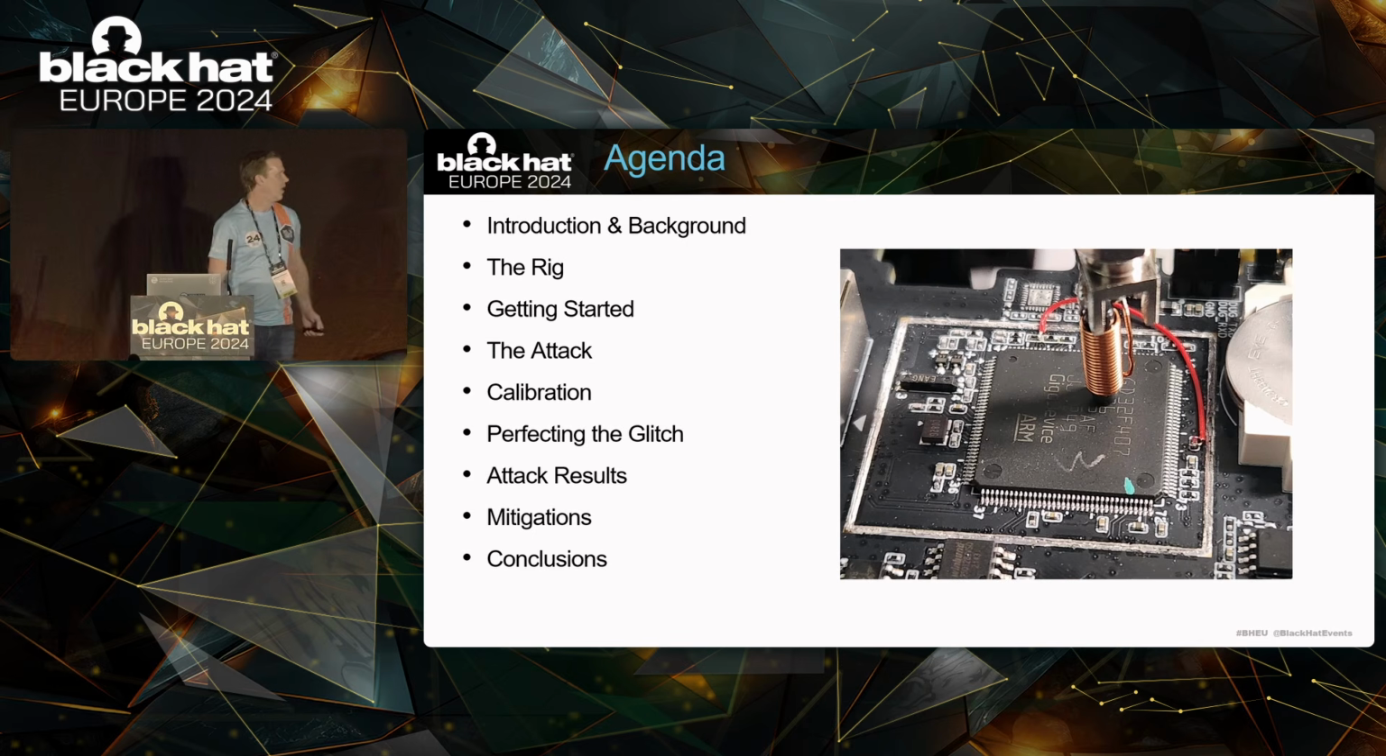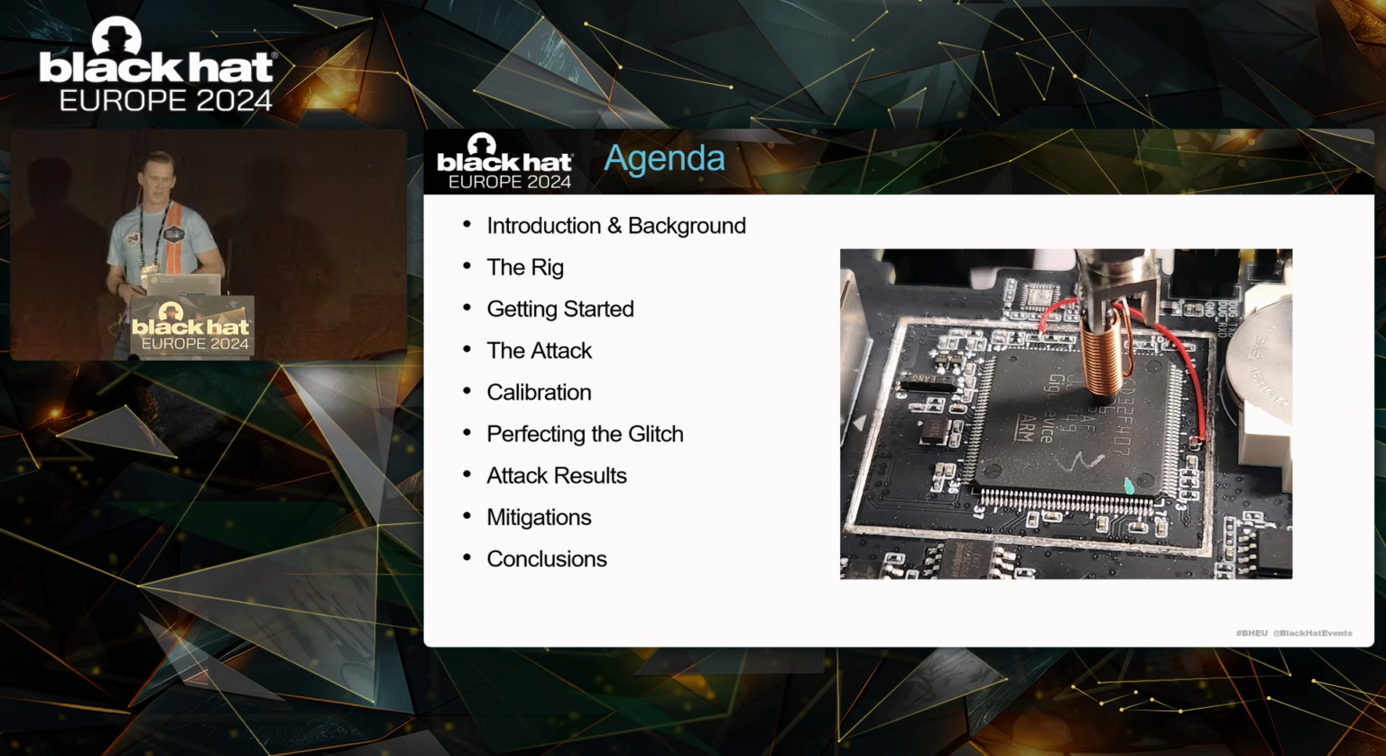So jumping in, here we have a picture of the part itself, and what you see there is the probe tip of the Pico EMP, and this is kind of a close-up view of how the glitching actually works.